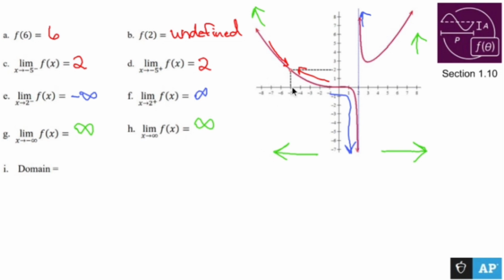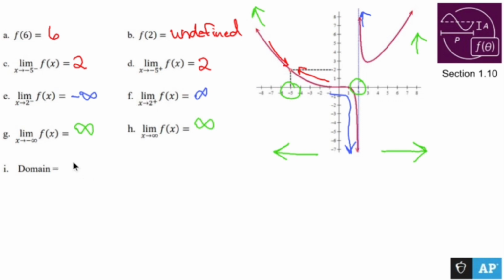Now my domain is what numbers am I not allowed to plug in? Let's name those and make sure I don't include those in the domain. I'm not allowed to plug in negative 5 because I have a hole there. And I'm not allowed to plug in regular 2 because I have an asymptote there, a vertical asymptote. So every value seems to be included except negative 5 and 2.